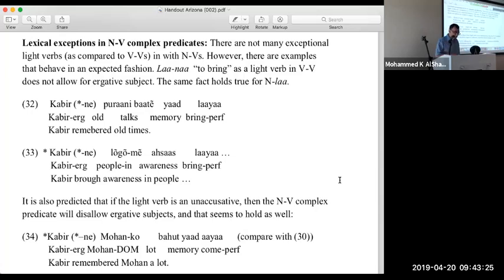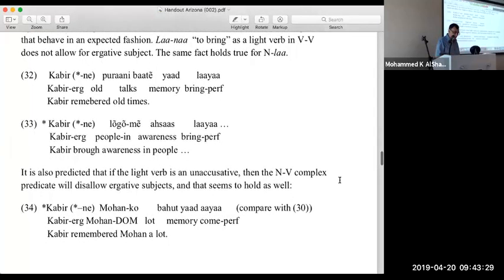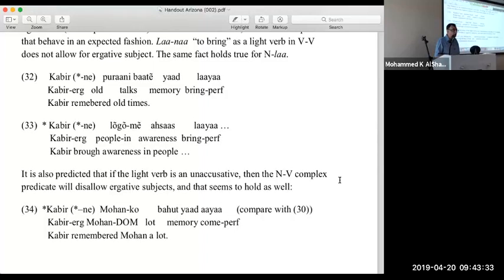And that's the example that should have gone before 32. But now that you know what that example is, look at 32 and 33, and that shows that when you add lana to a noun to form an NV complex predicate, you cannot have an ergative subject. Okay, so that's completely banned, which is the property of lana.